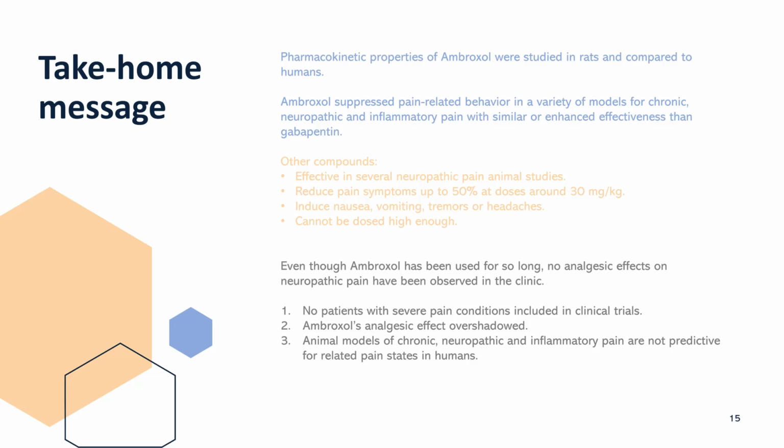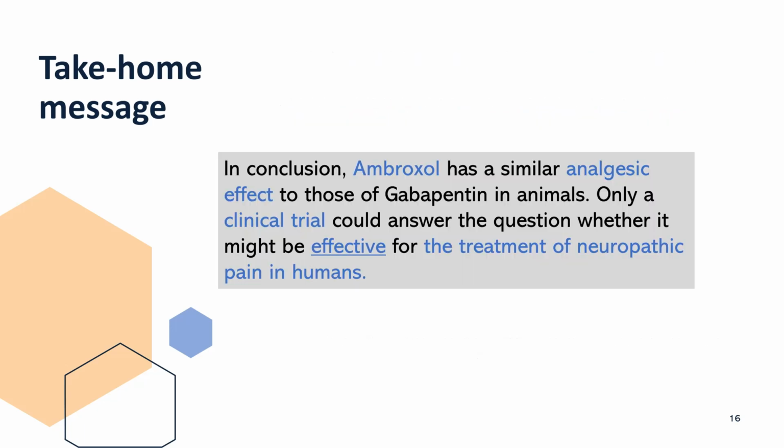Third, perhaps today's state-of-the-art animal models of chronic, neuropathic, and inflammatory pain simply are not predictive for related pain states in man, and therefore ambroxol cannot show analgesic properties in the clinics. In conclusion, ambroxol has similar analgesic effects to those of gabapentin in animals, but only a clinical trial could answer the question whether ambroxol might be effective for the treatment of neuropathic pain in humans.